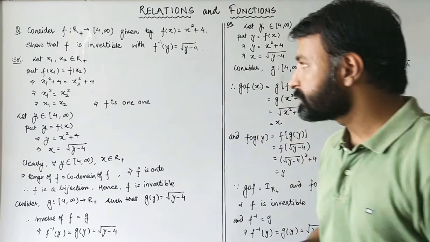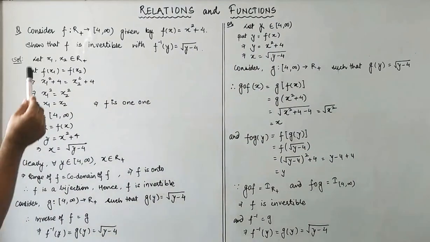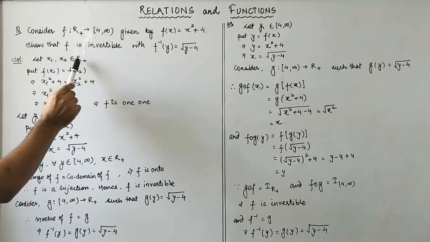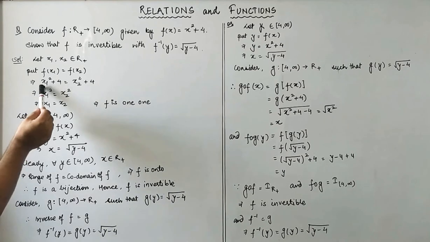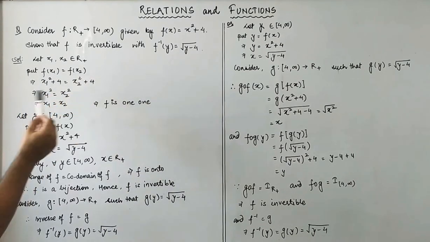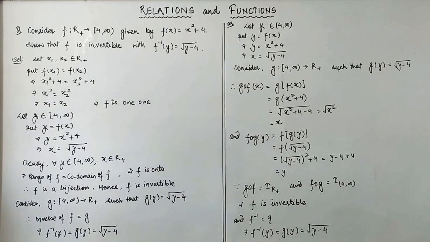So in this case, to show that this function is one-one, what we will do is we will take two elements from this domain, that is let x1, x2 belongs to positive real numbers. We will put f of x1 as equal to f of x2, that is x1 square plus 4 is equal to x2 square plus 4. 4 is cancelled out with 4. It implies x1 square is equal to x2 square. It implies x1 is equal to x2.